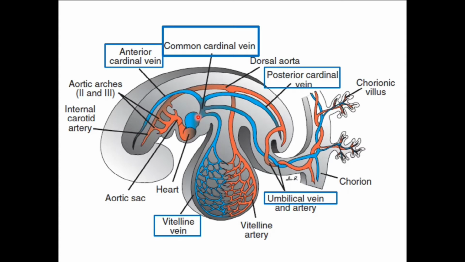Apart from Vitelline, we have the umbilical veins, the right and the left initially, which are arising from the placenta, from the chorionic villi, you can see over here, and later on we have only one umbilical vein. Then we have the cardinal system, that is the common cardinal vein, which is receiving the anterior cardinal, which is draining the upper part of the body, and the posterior cardinal, which is draining the lower part of the body.